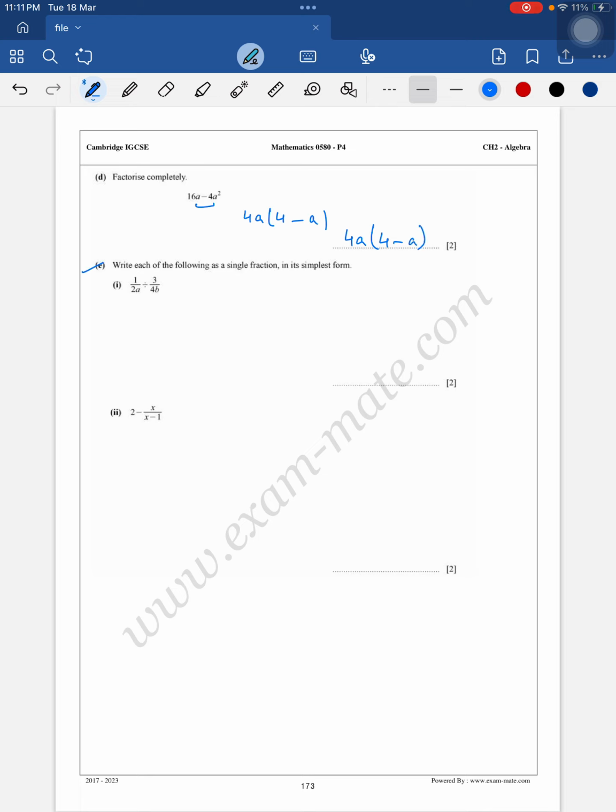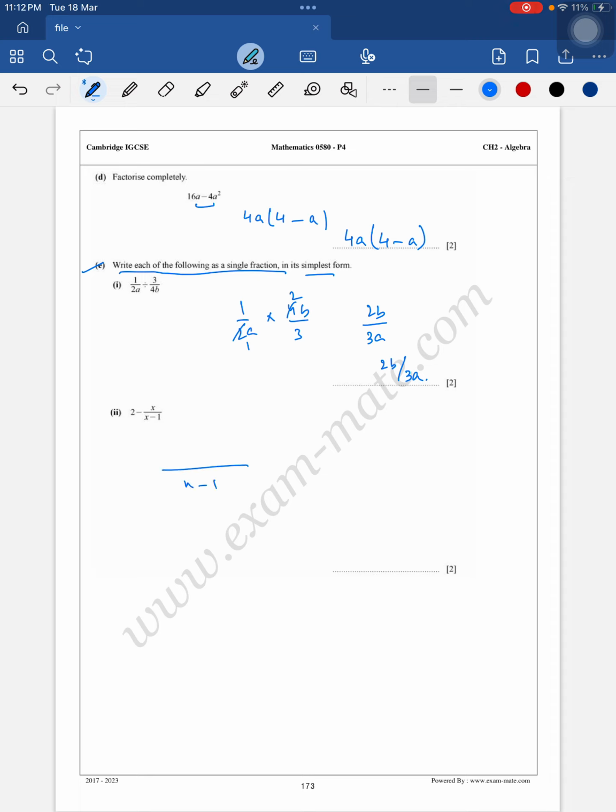Okay. Part E, 1 upon 2a divided by 3 upon 4b. Write each of the following as a single fraction in its simplest form. 1 upon 2a divided by 3 upon 4b means multiply by 4b upon 3. So 2 1s are 2, 2 2s are 4. 1 into 2b is 2b, and 3 into a is 3a. 2b upon 3a.